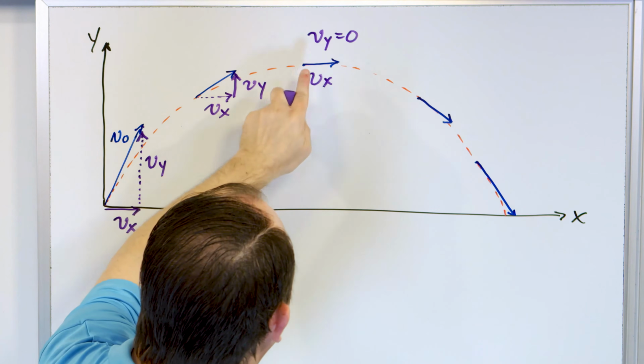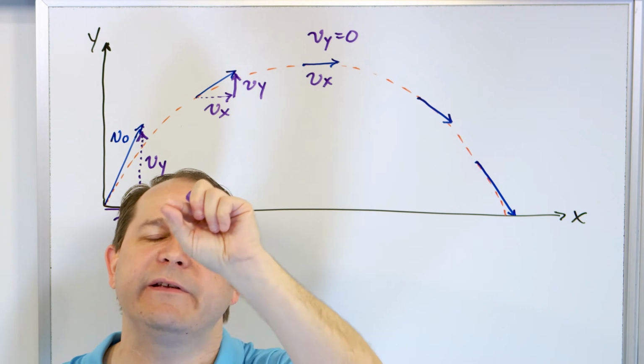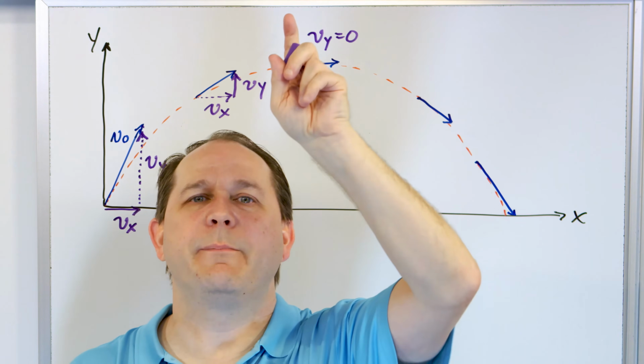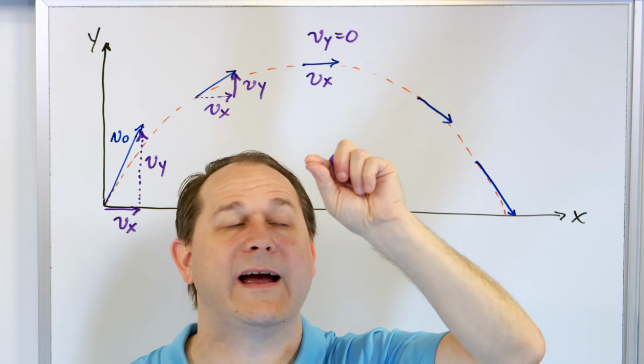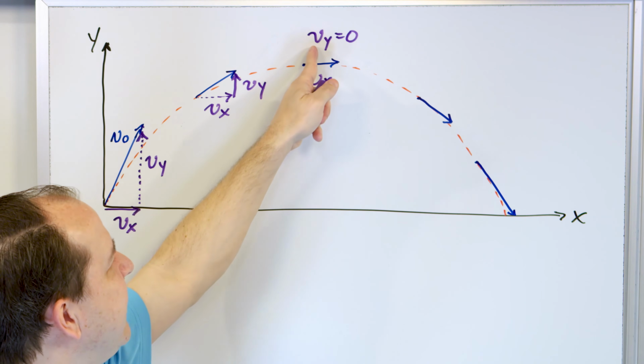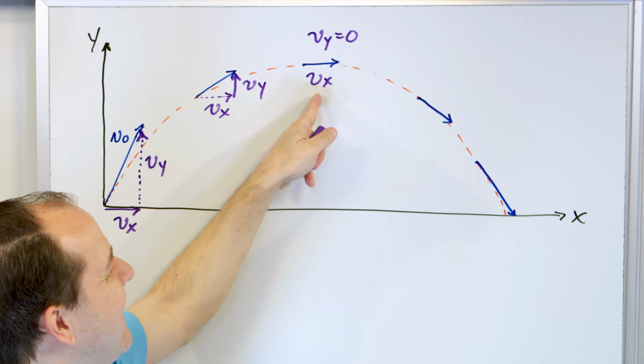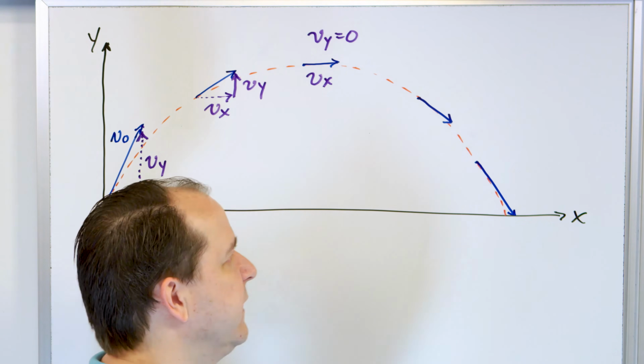There is no up and down motion at the top. Why? Because at the very top of the arc, it's not moving up anymore and it's not moving down. At the very tippy top, the velocity in the y direction is 0, but in the x direction, it's still moving, of course, horizontally, right?